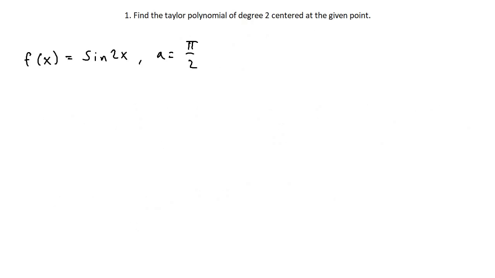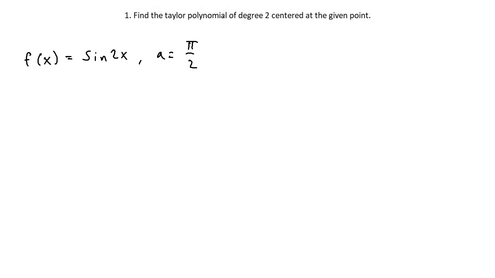So for number 1, we have to find the Taylor polynomial of 2 degrees centered at the given point. So we have sine of 2x, and the center is at pi over 2. Notice how it says degree of 2, meaning we must go to the second derivative.